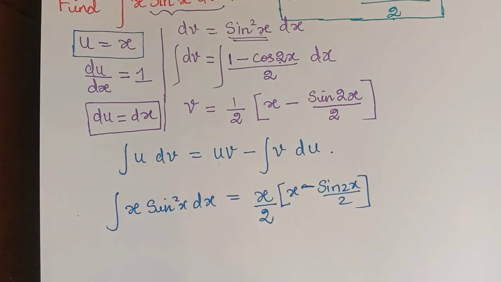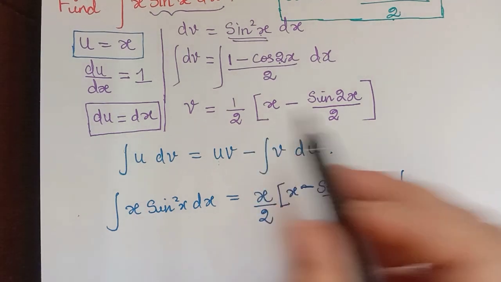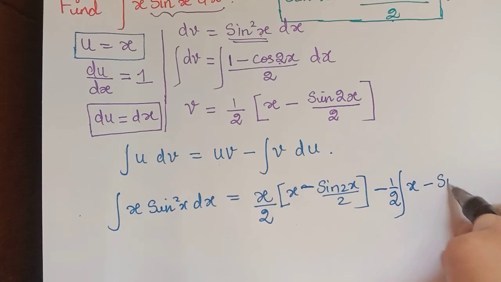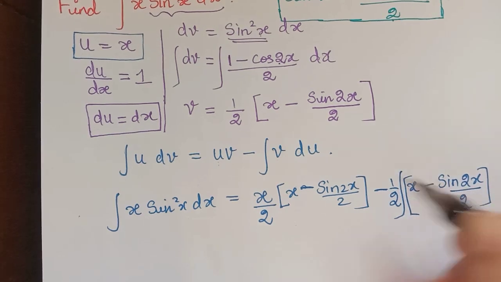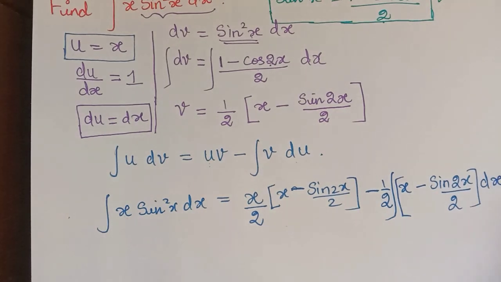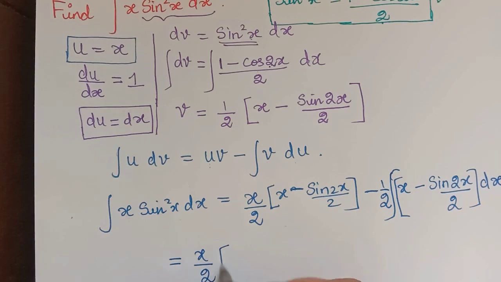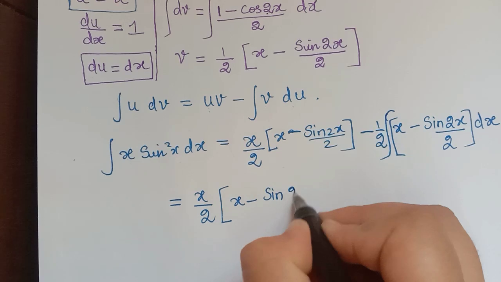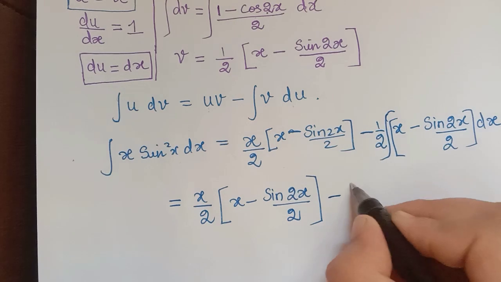After that we have minus integral v. v is what? 1 by 2 we can take out, and this is x minus sine 2x divided by 2. And then we have du. du is dx, so we write dx here. So further that will be equal to x by 2 multiplied with x minus sine 2x divided by 2, we write the sine term as it is, minus 1 by 2.